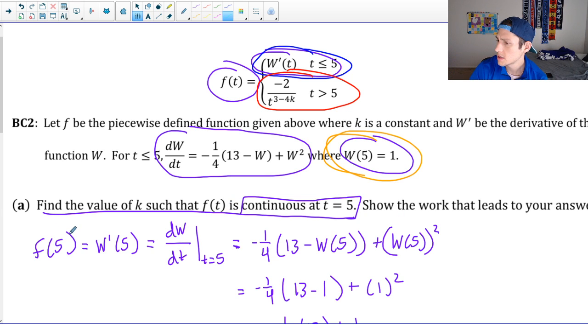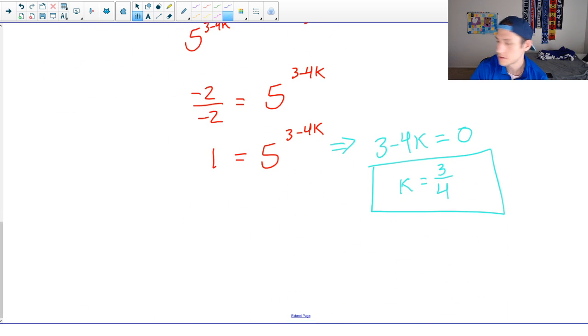Right. So I don't need to explain. Yeah, find the value of k, show the work, it leads to your answer. Great, I did that. I did a lot of work. I have my answer here. K equals 3/4.